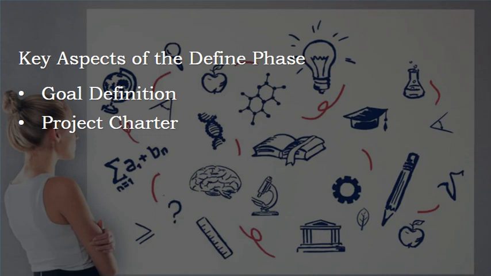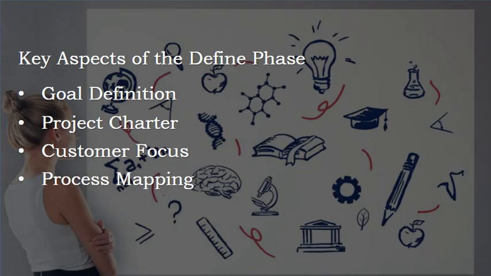Project charter: developing a core document that outlines the business case, problem statement, scope, and team members. Customer focus: identifying internal and external customers and understanding their requirements. This is commonly referred to as the voice of the customer, or VOC, or critical to customer, or CTC. Process mapping: utilizing tools like suppliers, inputs, process, outputs, and customers, or SIPOC, to understand the high-level process boundaries. And scope definition: setting boundaries to prevent scope creep and ensure the project remains manageable.